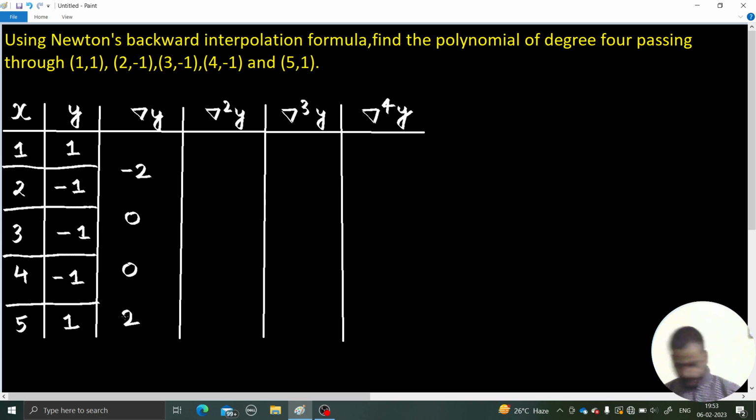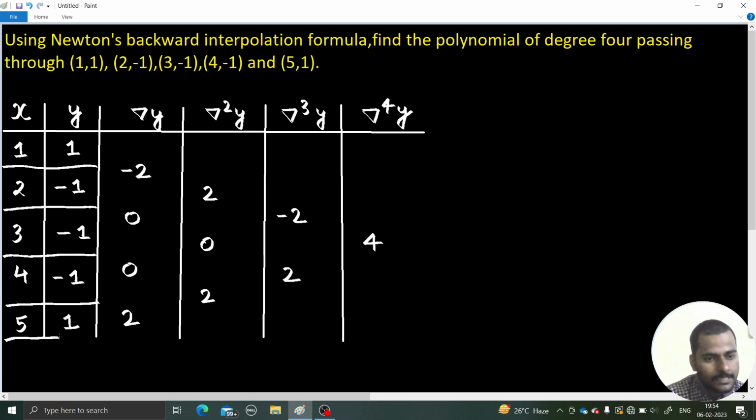So I have the second difference coming up. So 0 minus -2, so 0 plus 2 which is 2, and write this in the middle. 0 minus 0 is 0. 2 minus 0 is 2. Now 0 minus 2 is -2. 2 minus 0 is 2. Fourth difference, 2 minus -2. That will give you 4. Fine. So this is the completion of this difference table.